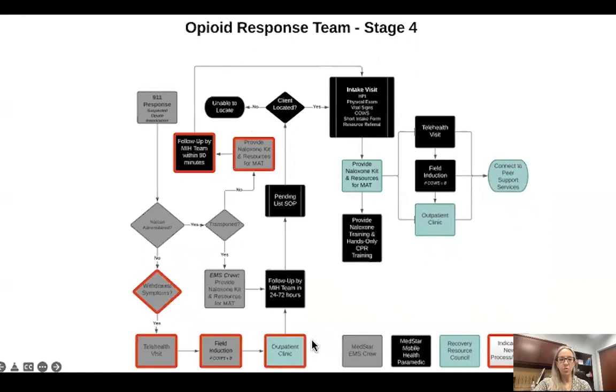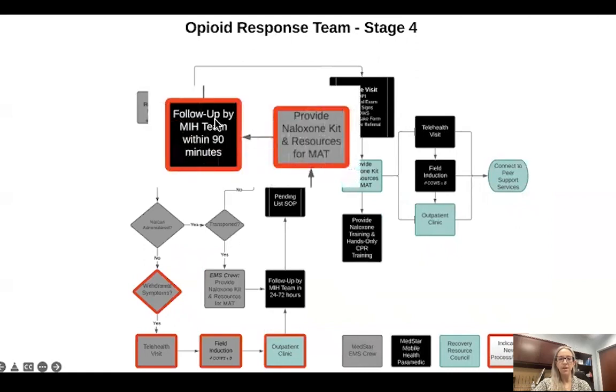And then in stage 4, you add a couple of different things. So up here, now we up the ante, right? The MIH team, within 90 minutes, we want to get to these patients and we want to provide them this Narcan kit. We want to try to keep them from overdosing and causing their death. And then the resources for medication-assisted treatment, which actually MOUD is medication for opioid use disorder. And medication-assisted treatment is a little more broad term, which would cover other medications, although we're only targeting opioids.